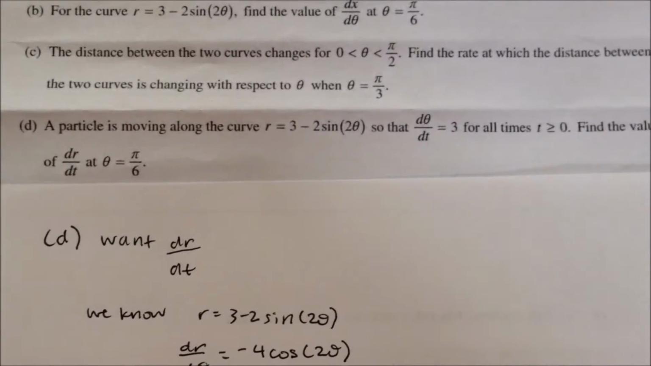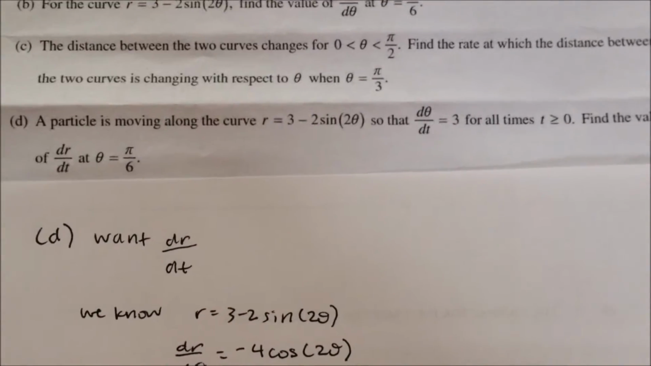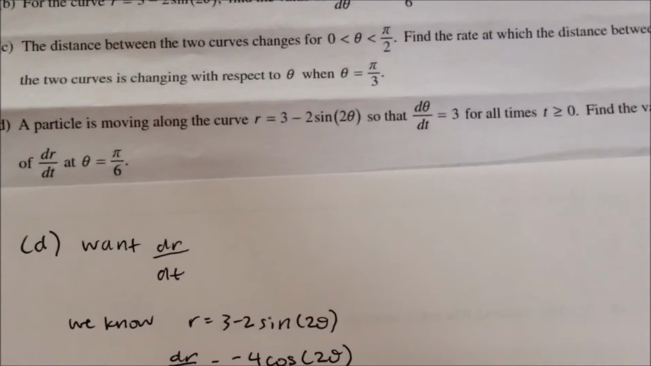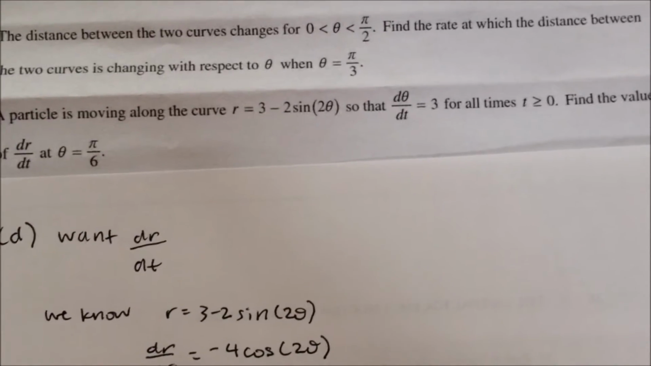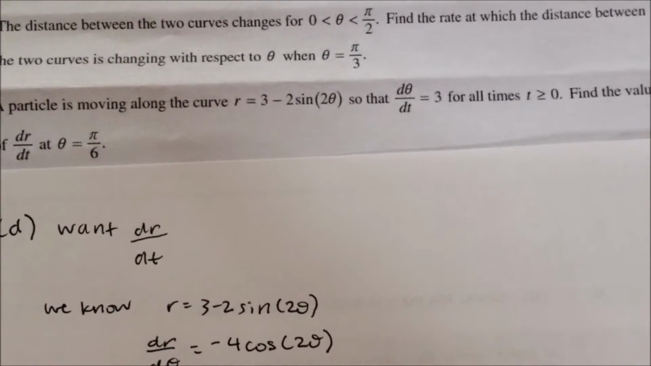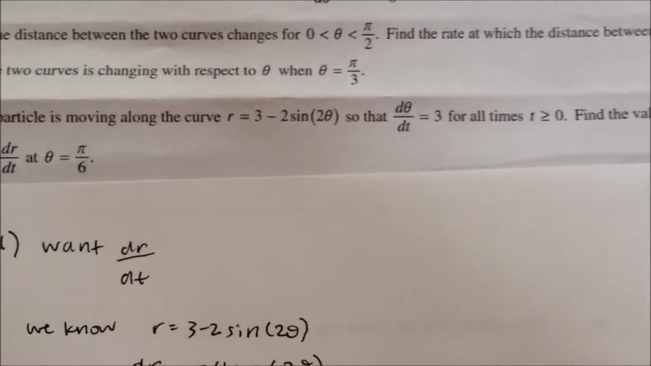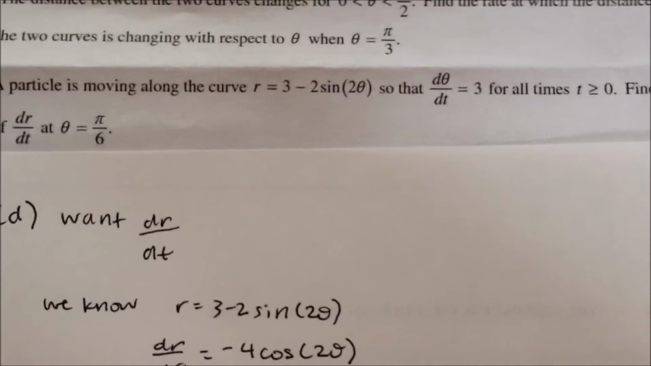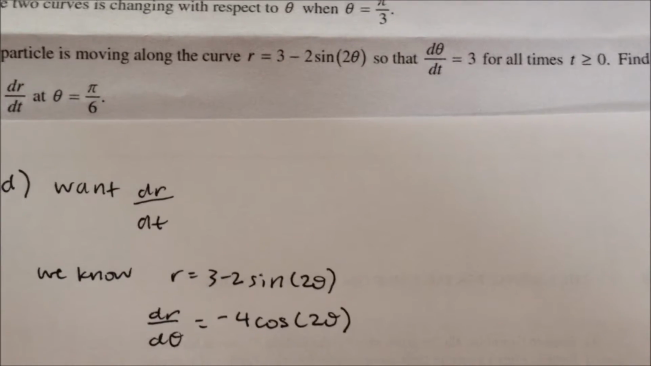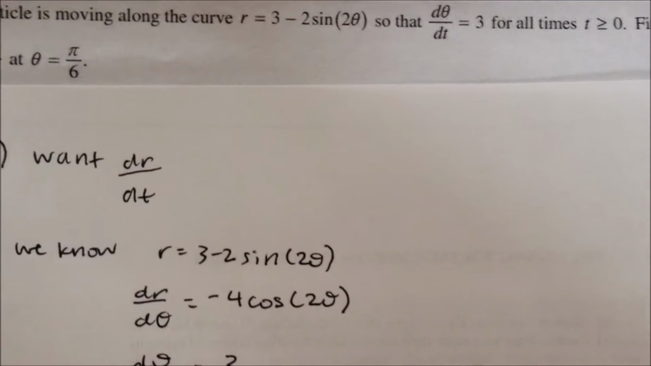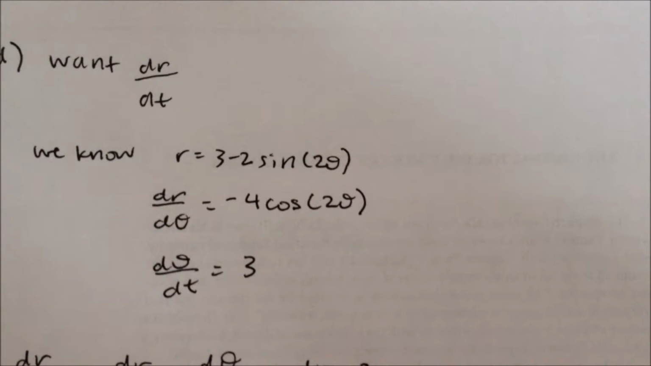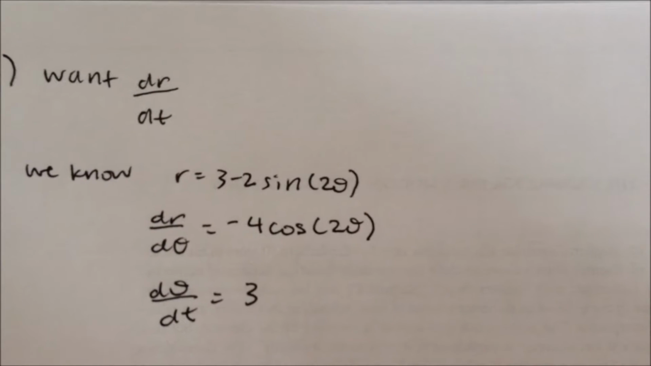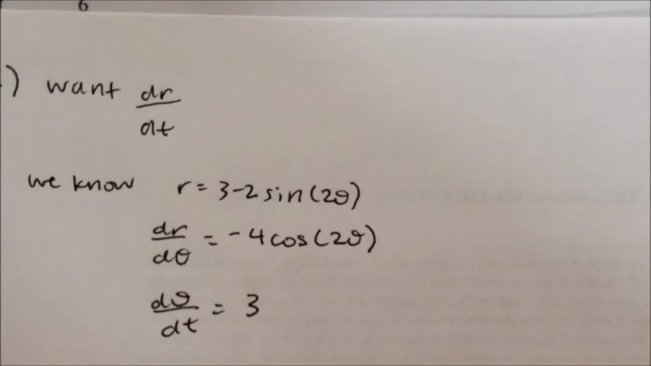And part D says, a particle is moving along the curve r equals 3 minus 2 sine 2 theta, so that d theta over dt is equal to 3 for all times t is greater than or equal to 0. Find the value of dr over dt at theta equals pi over 6. So I thought that this problem was kind of confusing at first, so let's just think about what we want and what we know. So we want dr over dt, and we know that r equals 3 minus 2 sine 2 theta, dr over d theta is equal to negative 4 cosine 2 theta, and that's just simply taking the derivative. And then we also know that d theta over dt is equal to 3, because that's what they give us.